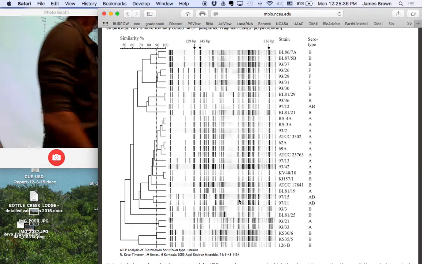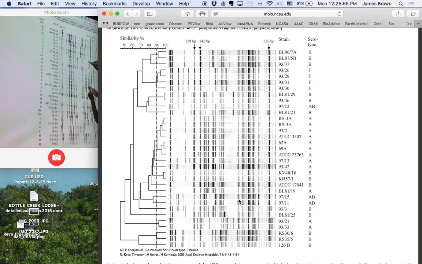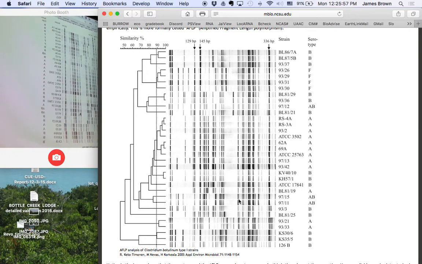This is a great one. This is a set of strains, isolates of Clostridium. These are ostensibly the same species, Clostridium botulinum. All of them serotype 1. Look at the difference in patterns in these things. Compare, for example, this one and this one. I mean, the patterns are really widely different.